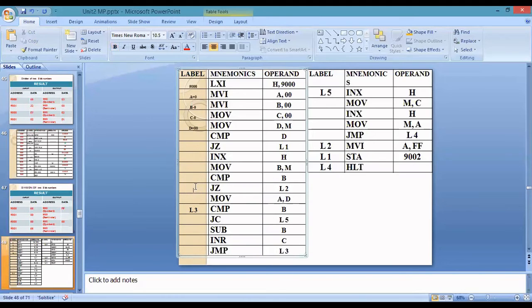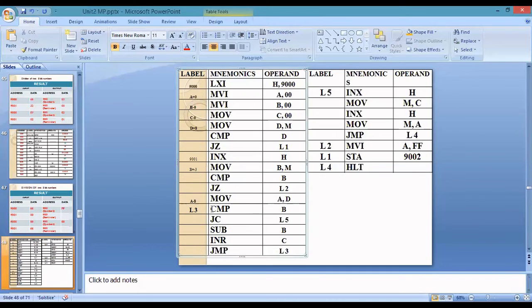Next, I'm going to give some new numbers. Take 8, so D is equal to 8. Compare D. It is a non-zero number, so it will increment the HL register pair, and it becomes 9001. Move B comma M. Now the B value will become, say, 03. Compare D. It is a non-zero number. Now you have to move A comma D. The D register value is 8, and it is moved to the A register. So now A becomes 8.